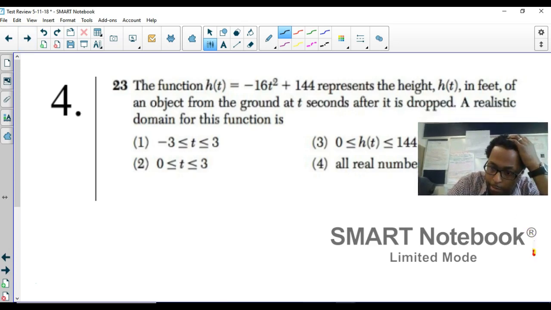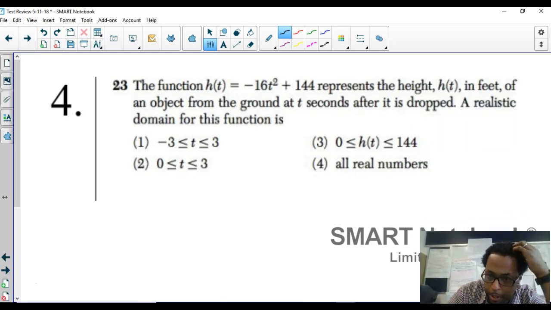Okay, now these questions are a little bit tougher, so I might take a little bit more time explaining this to you. So just understand the question. The function h of t equals negative 16t squared plus 144 represents the height h(t) in feet of an object from the ground at t seconds after it drops. A realistic domain for this function is.